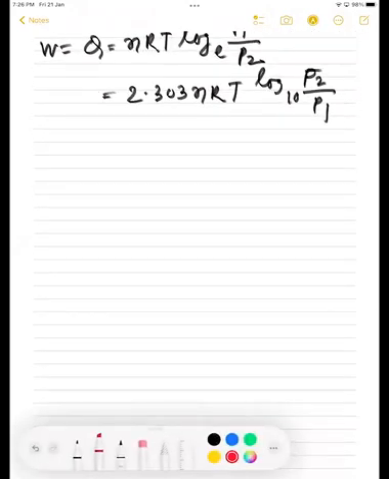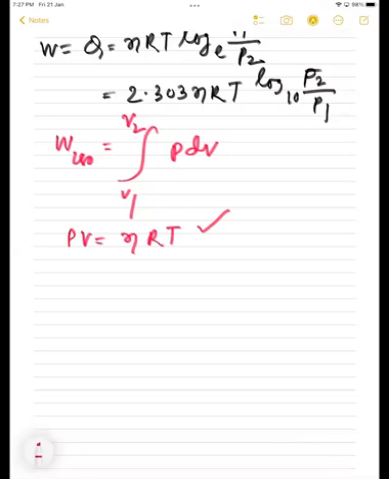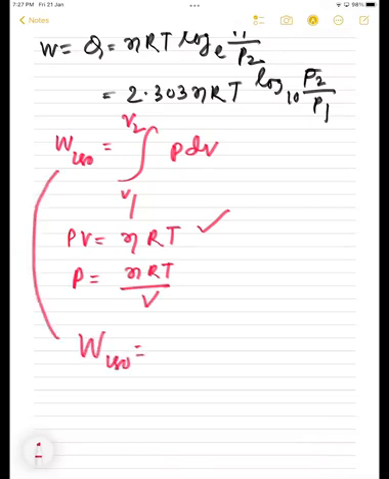How did this derivation come? Students, in any isothermal process, work done is equal to PdV, correct? Let the volume be changing from V1 to V2. In the same way, we can get it also for pressure. And you know PV is equal to nRT, correct? So P is equal to how much? nRT by V, yes or no? So now we can write work done by isothermal process is equal to the limit V1 to V2, in place of P, nRT by V into dV.